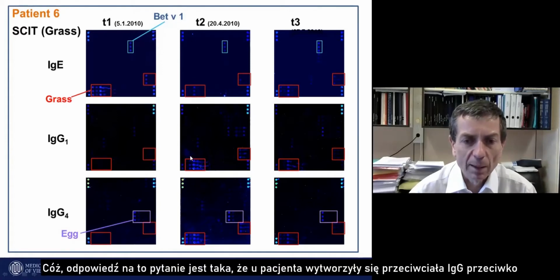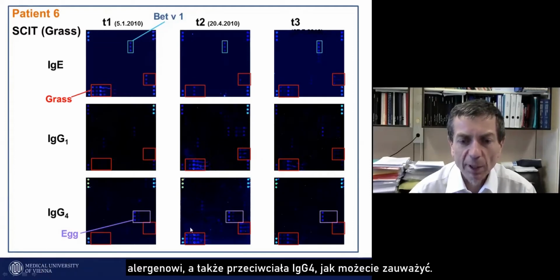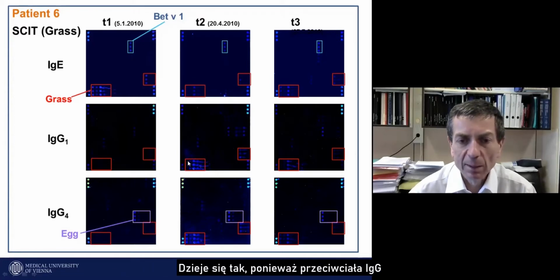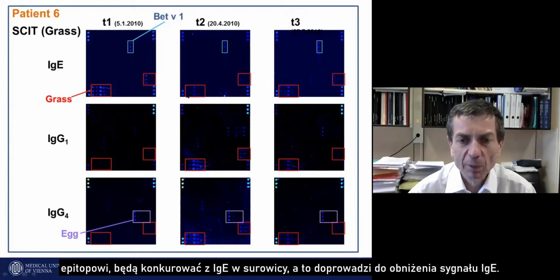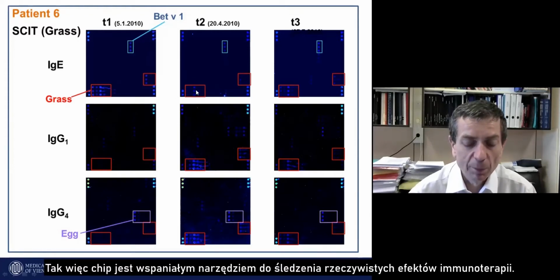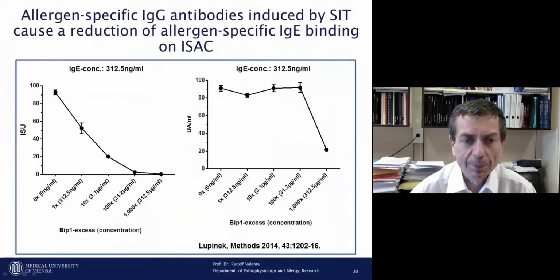Well, the answer to this is that this patient develops IgG antibodies against the allergen and also IgG4 antibodies, as you can see. And what happens is that the IgG1 and IgG4 antibodies, if they are induced against the right epitope, will compete with the IgE, and this will lead to a decrease of the IgE signal. So the chip is a beautiful tool to study the effects of immunotherapy.